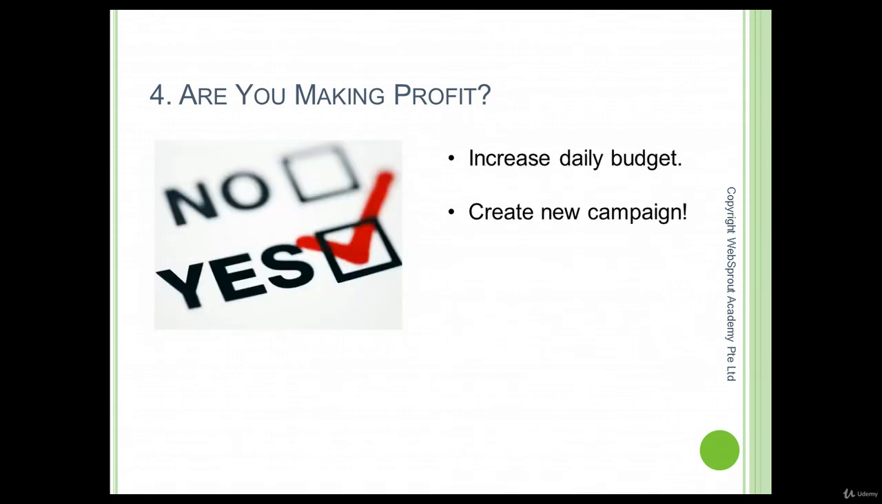Okay, so this is what you should do if you are not making profit. Now moving on, if you are making profit, you should increase your daily budget. If you are spending $5 per day, now increase it to $7. Increase your daily budget by a bit. Do not double or triple your daily budget, okay? And then wait and monitor for the result.